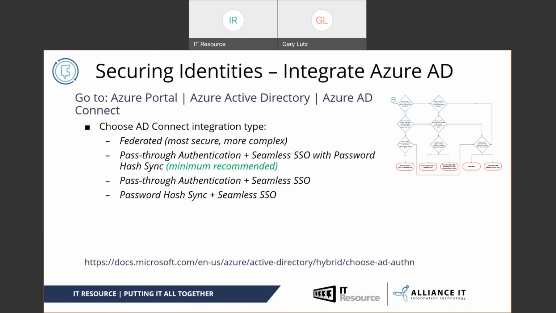What you want to do is integrate your Azure Active Directory. You have to choose your Active Directory integration type. We have some minimum recommendations, but what this is doing is connecting your on-premise Active Directory with your Azure Active Directory so that you can have single sign-on and a single point of identity security. That's really important to secure Office 365. Federated is the most secure, and a lot of banks use this. You do need to have a staff to manage this because you're going to have extra servers and extra things in your environment to support it.